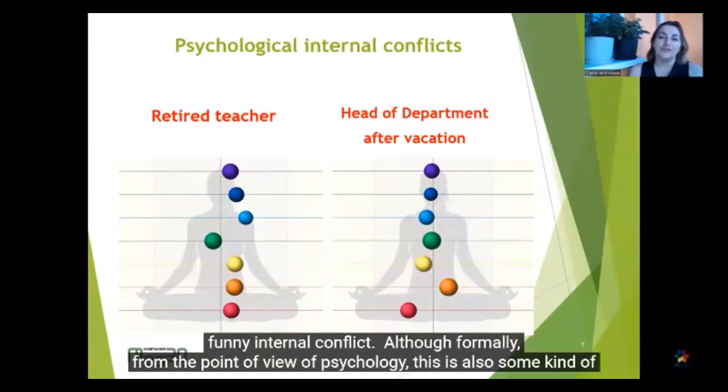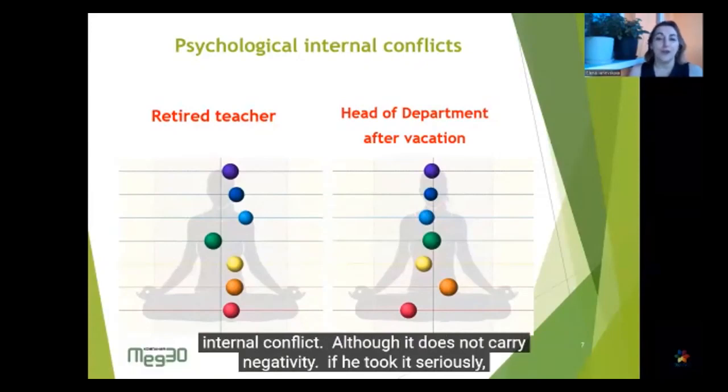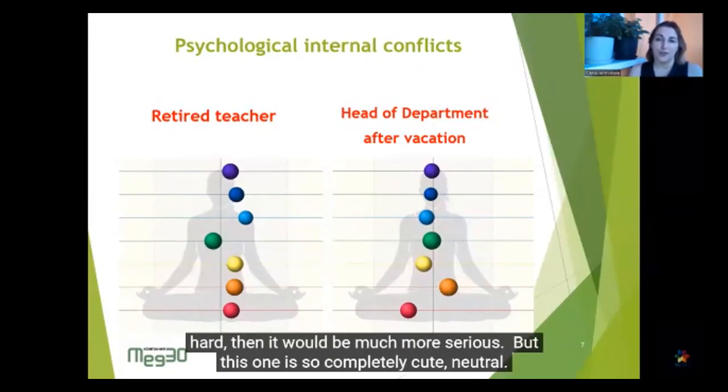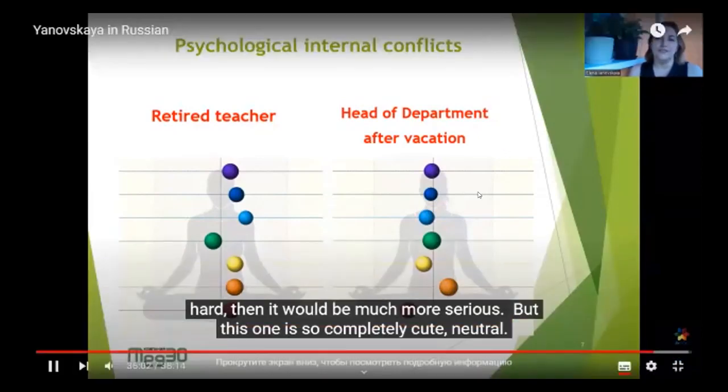Well, it's clear there is such a funny internal conflict, although formally, from the point of view of psychology, this is also some kind of internal conflict. But there is no big negativity in it. But if he took it seriously, it would be different. He thinks about it lightly, like, oh yeah, it's just the bag, but I'm at work, it's fine.